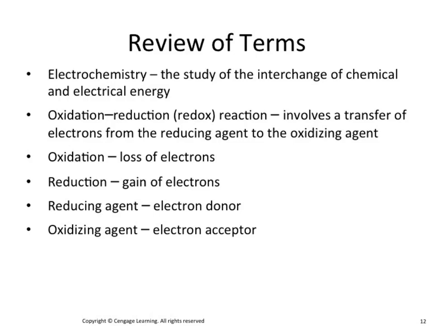Review of terms. Well, our whole unit's electrochemistry, which is the interchange of chemical and electrical energy. So how is energy flowing? Oxidation, reduction, redox reactions, transfers of electrons. Oxidation is loss. And if you are oxidized, you are the reducing agent. And reduction is gaining. And if you are reduced, then you are the oxidizing agent. So those are some terms to review.